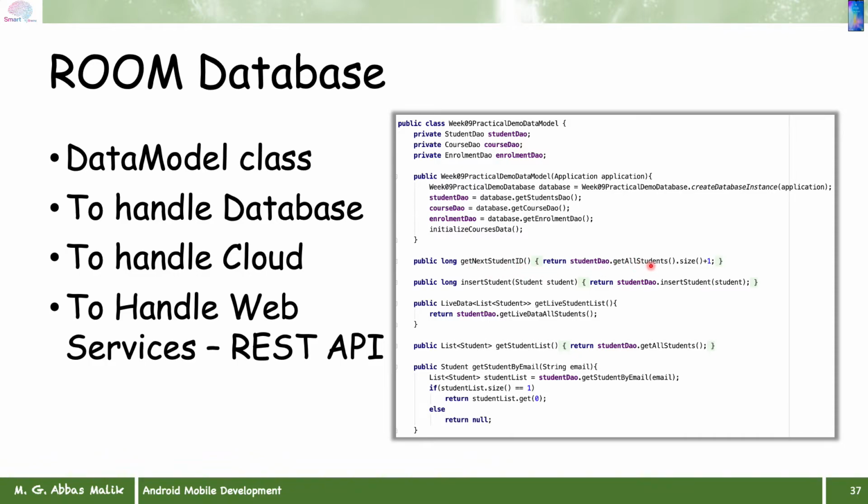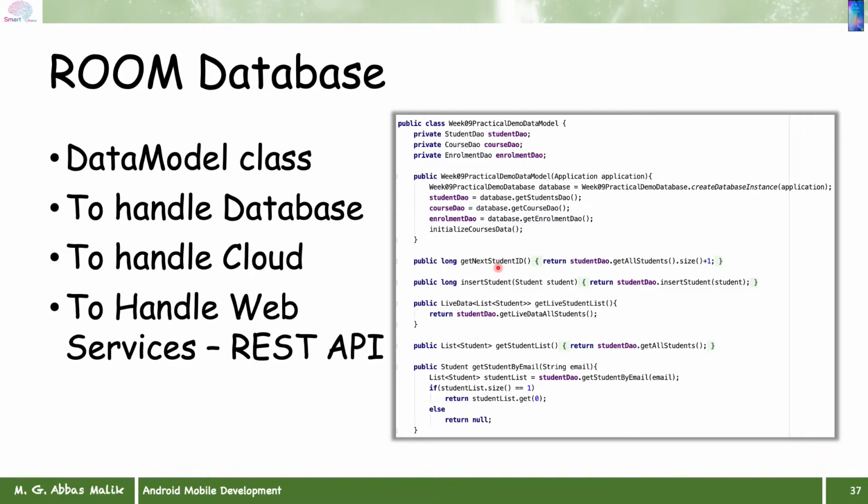It will return me the next valid ID for us to insert a student. And then we also have the insert student using the student DAO. I'm going to insert that student inside my database. And similarly we also have get live student list. So we are getting the live student list, okay, and it will return maybe a live data.